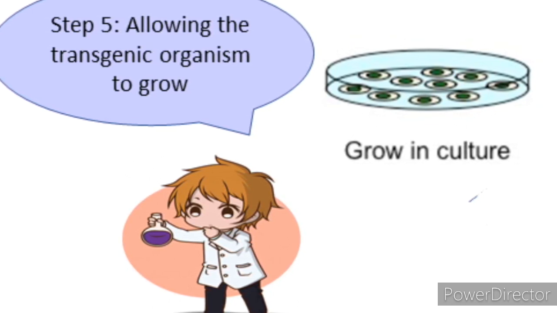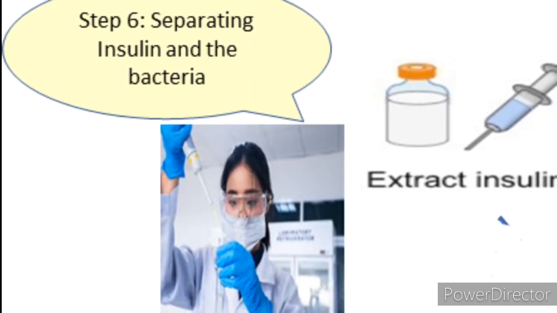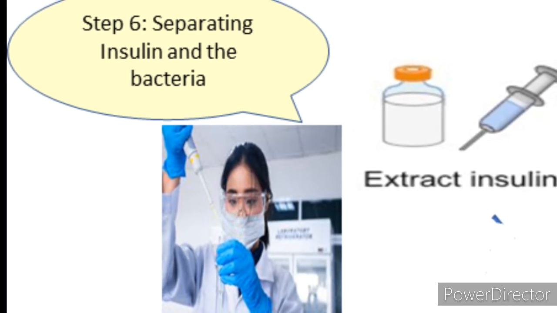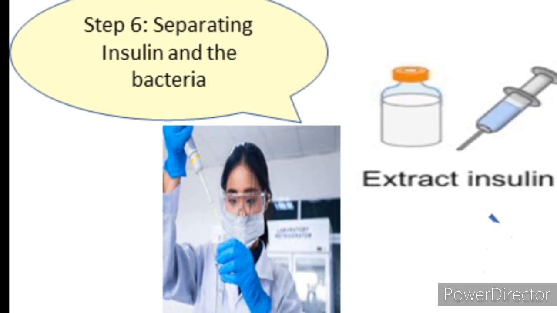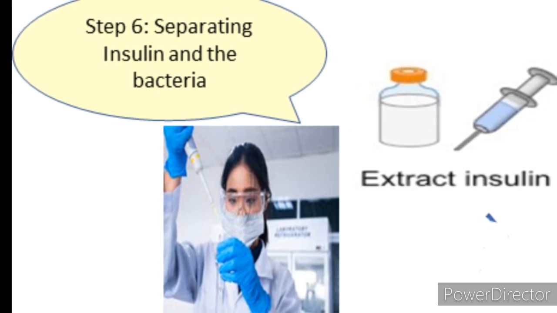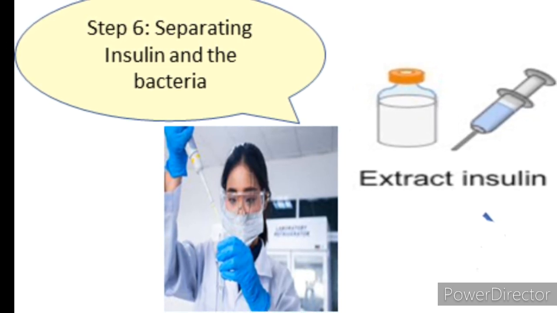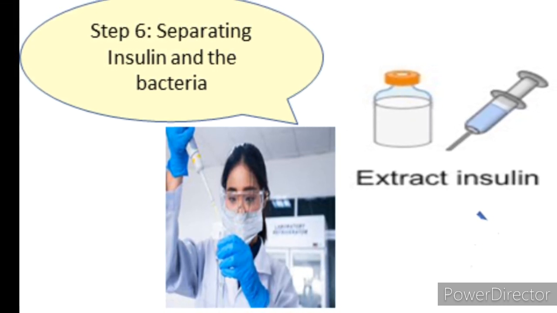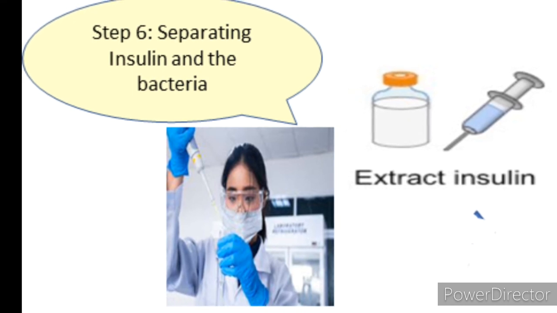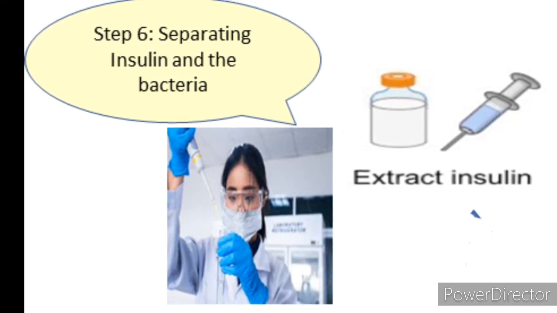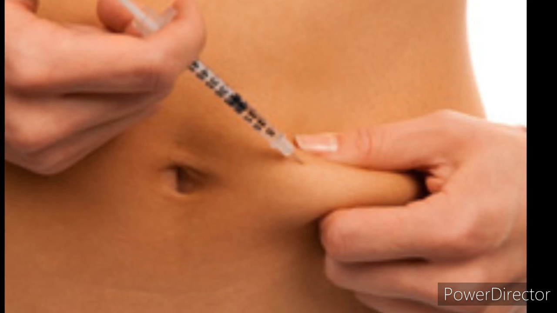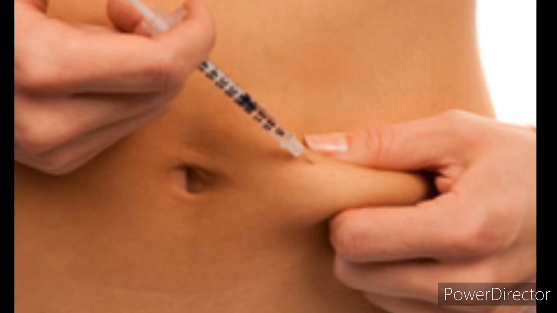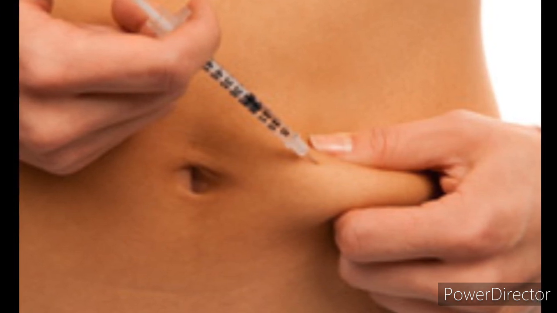And now we're on the last step, which is separating the insulin and the bacteria. In this process, it is important to purify the insulin to make sure that the bacteria is killed and the insulin and the proteins are pure, so that it will not cause any allergy or reaction. It is then packed at the laboratories until it's ready to be used for human injections, since insulin is administered subcutaneously.